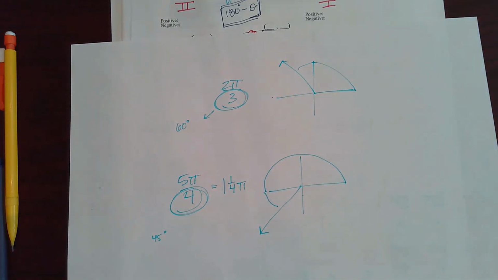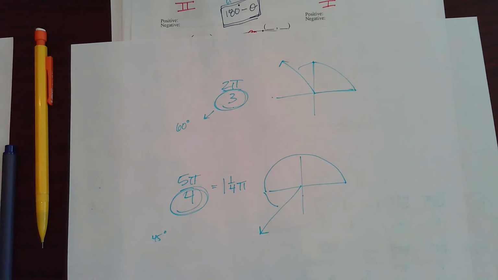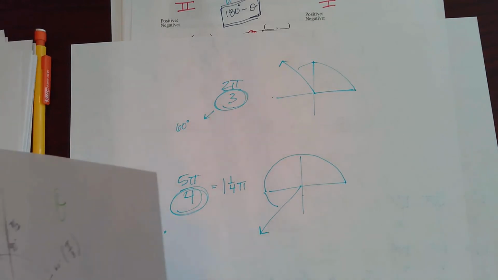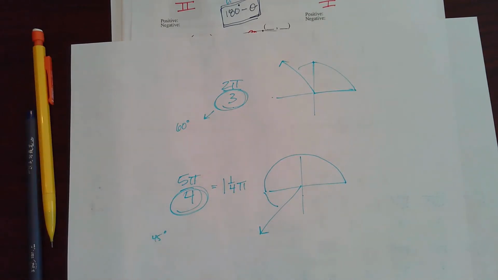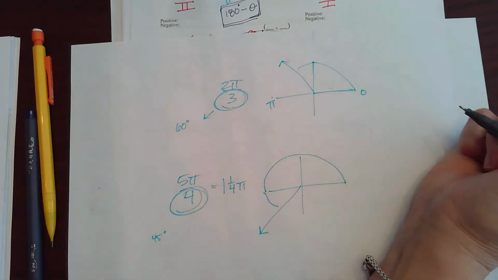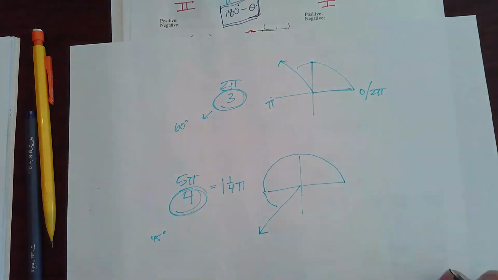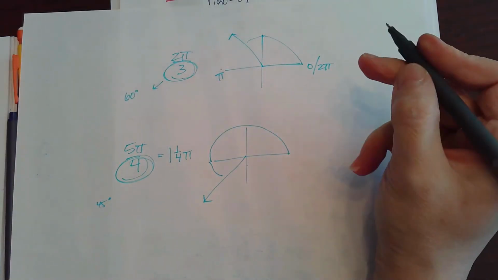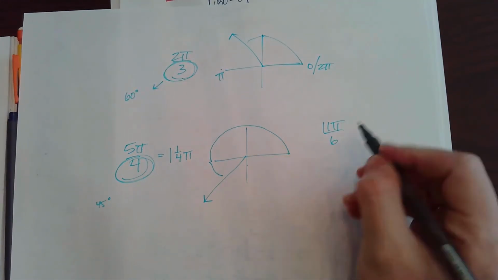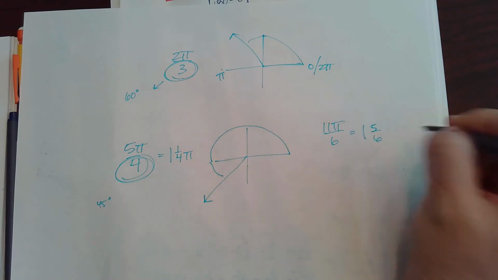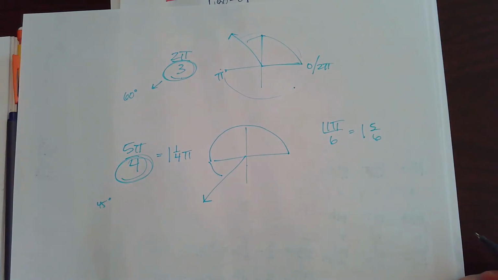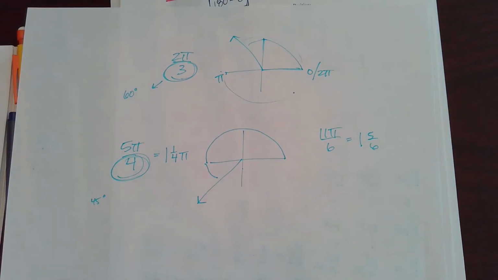What I want us to get in the habit of doing is recognizing how to read radian measures, and think about it as how many pies, because we know this is 0, this is pi, this is 1 pi, and we know all the way around is 2 pi. So if we're given a radian measure like 11 pi over 6, we know that is 11 out of 6, so that is 1 and 5/6 pies. So 1 and 5/6 would land me in quadrant 4. That's where we're going to be going with all of this.